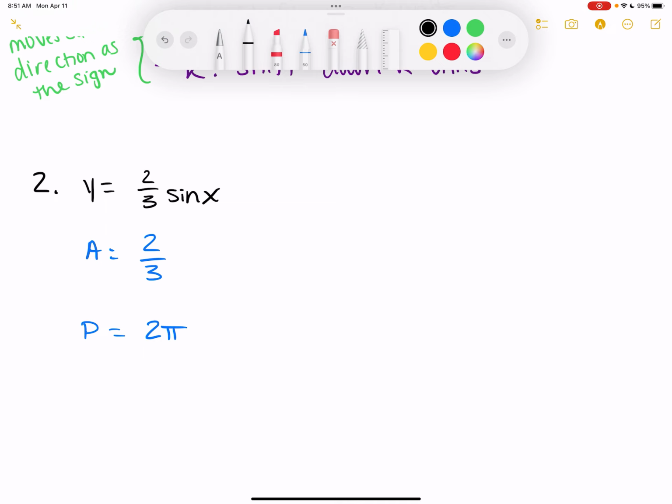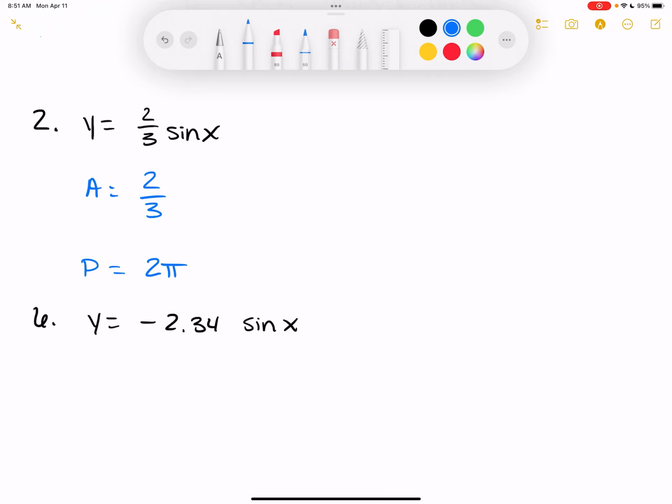Come on, what is going on? There we go. All right, 6. y equals -2.34 sine of x. So the amplitude is 2.34. It's 2.34 because it's the absolute value of that, so it's got to be positive. The period is 2 pi. And what is the only other thing that we know about this? It's reflected. Yeah. Good job, Smariel.